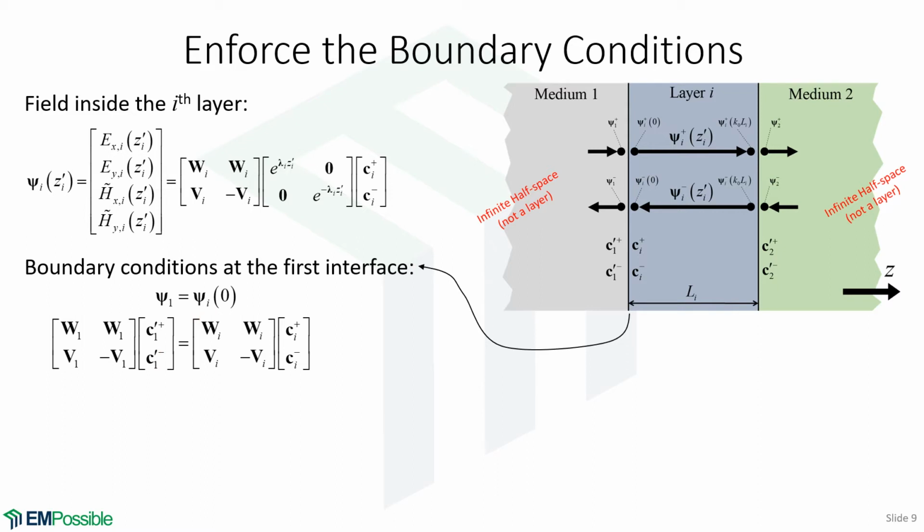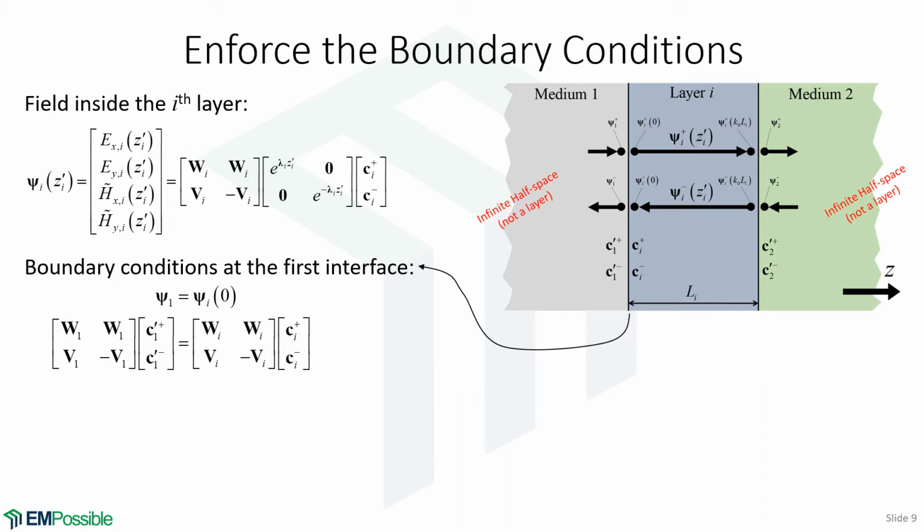Then over in layer i, we're still at local z coordinate equal to 0, but we're inside layer i now. Since local z equals 0, this exponential matrix goes to the identity matrix, and we just end up with the eigenvector matrices in layer i multiplying the mode coefficients in layer i. So that's a pretty simple equation for the boundary conditions at the first interface.